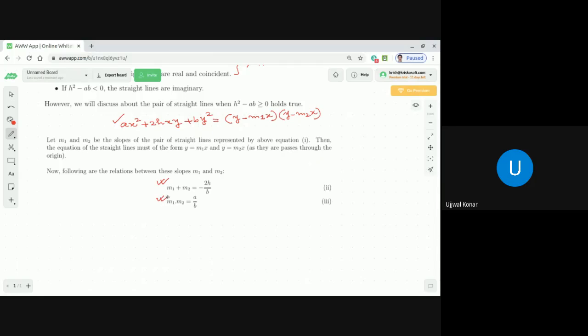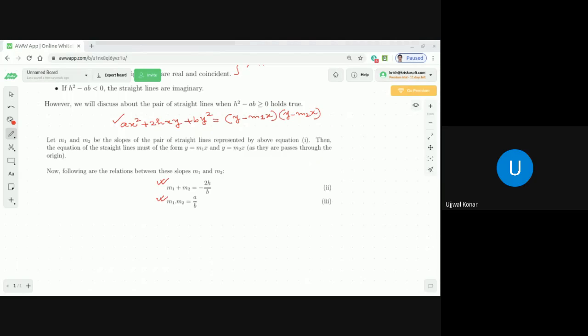Why these two relations are very important is that when a homogeneous equation of second degree is given to you, you have not been given the slopes of the straight lines represented by it. But as you know the homogeneous equation of second degree, you know its coefficients. From the coefficients, you can find the values of m1 and m2 also. How? Because you know m1 plus m2 is equal to minus 2h by b, and you also know m1 into m2 is equal to a by b. From there you can find the value of m1 minus m2 and eventually m1 and m2. Correct? So in this context, these two relationships are very important.